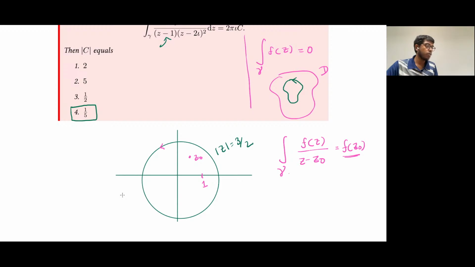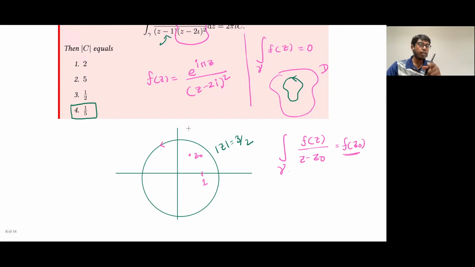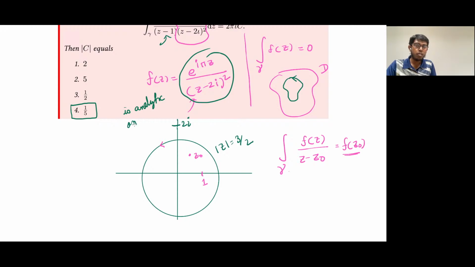Okay, so this is what we are going to apply. If I take f(z) = e^(iπz)/(z − 2i)², then what is the singularity? The singularity is 2i, where the denominator vanishes, and which is outside. So it's basically somewhere here. Therefore, this function is analytic on or inside gamma.